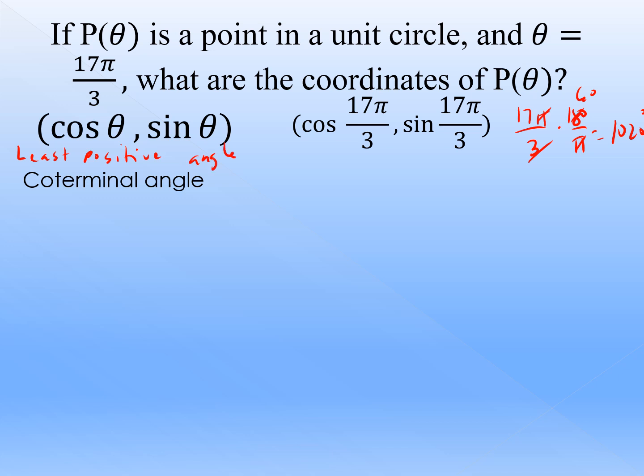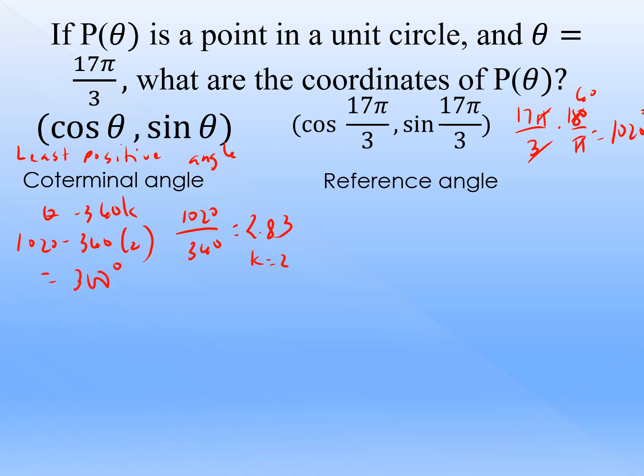So now, we're going to use theta minus 360k. To find k, we need to divide 1020 by 360. 1020 divided by 360 is 2.83. So therefore, k is equal to 2. Let's substitute: 1020 minus 360 times 2, and that's equal to 300 degrees.